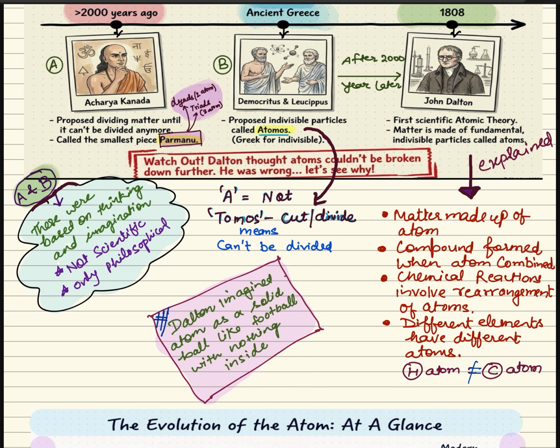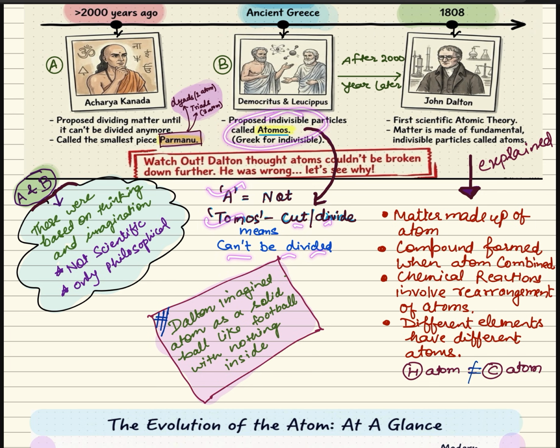And I told you these are the philosophers. What they said about atoms was their philosophy or imagination or their thinking. It was not scientific. I'm talking about these two. And this is how the name atom came into existence. A means not, tomos means cut, so that which cannot be divided, they called atom.